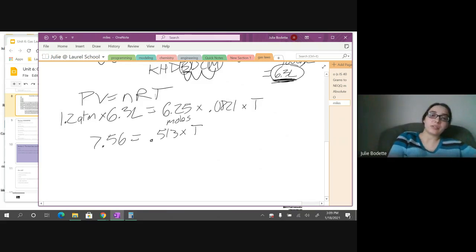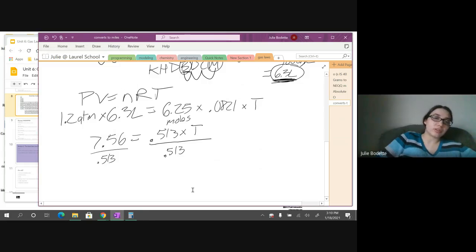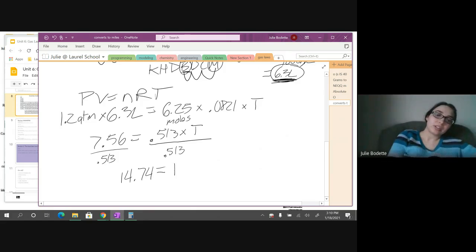All right, so then we need to get T by itself. We're multiplying it by 0.513, so we need to do the opposite and divide by 0.513. So 7.56 divided by 0.513, and that gets me 14.74. That is T. It might be a little bit different depending on rounding, but close enough.